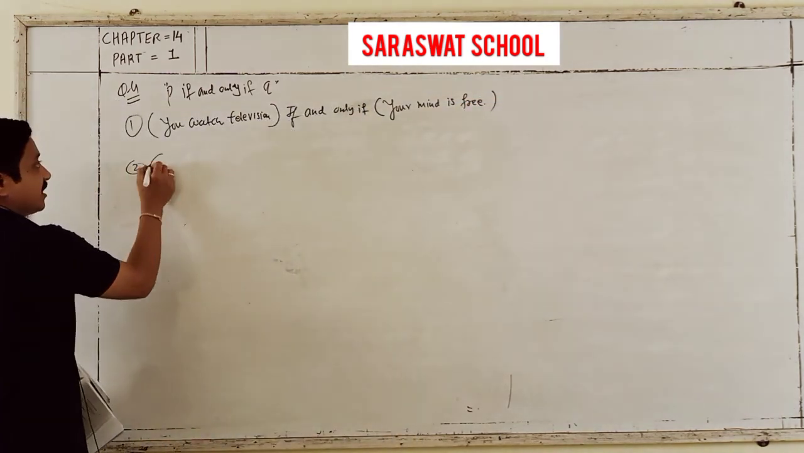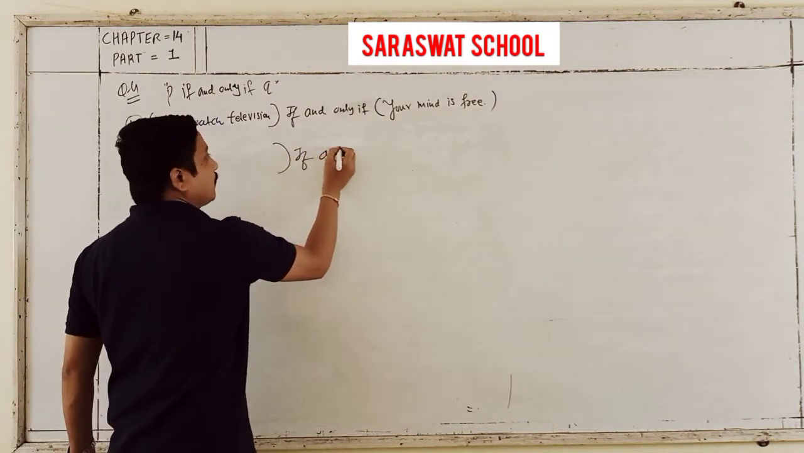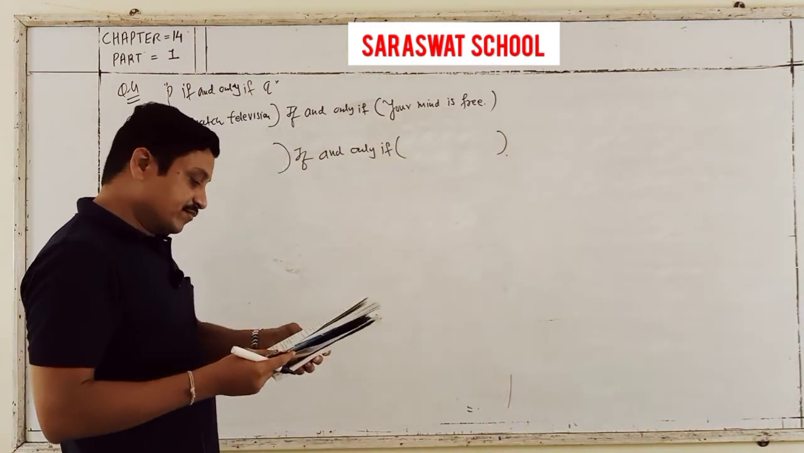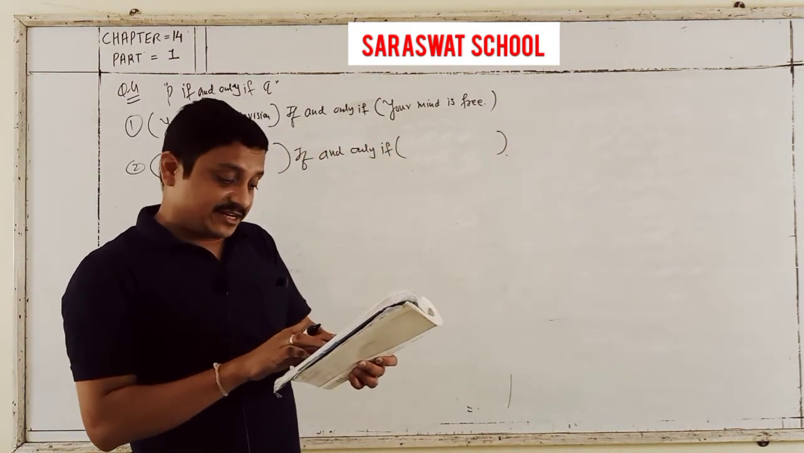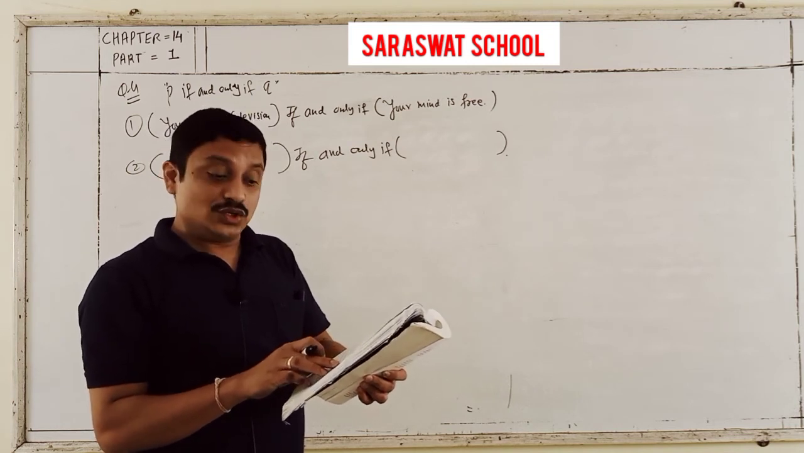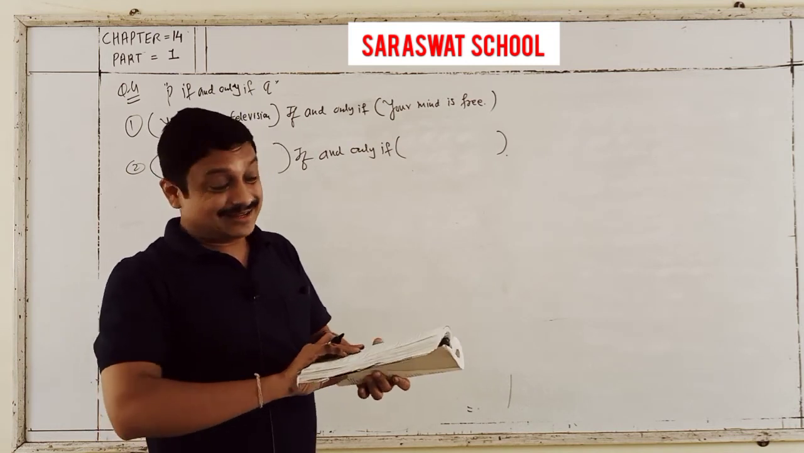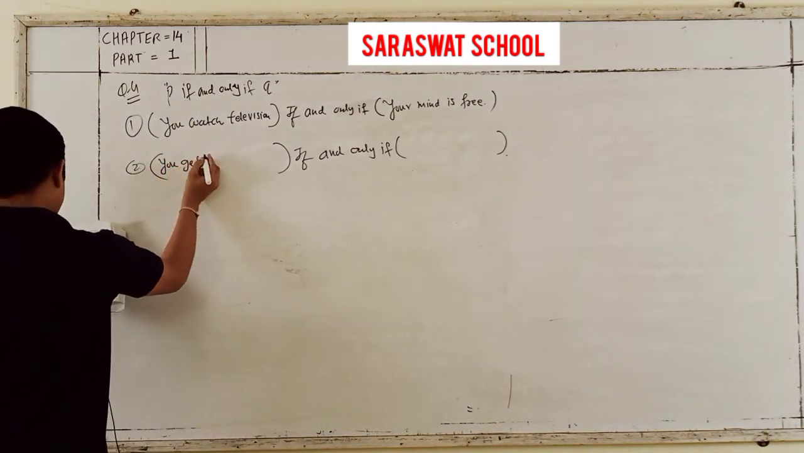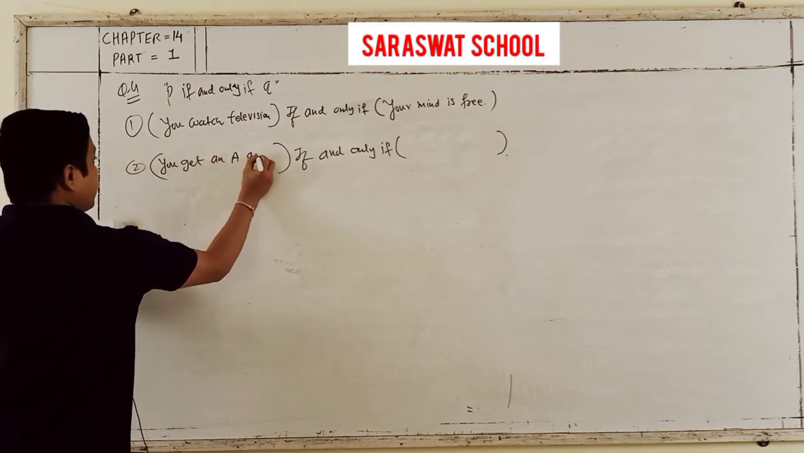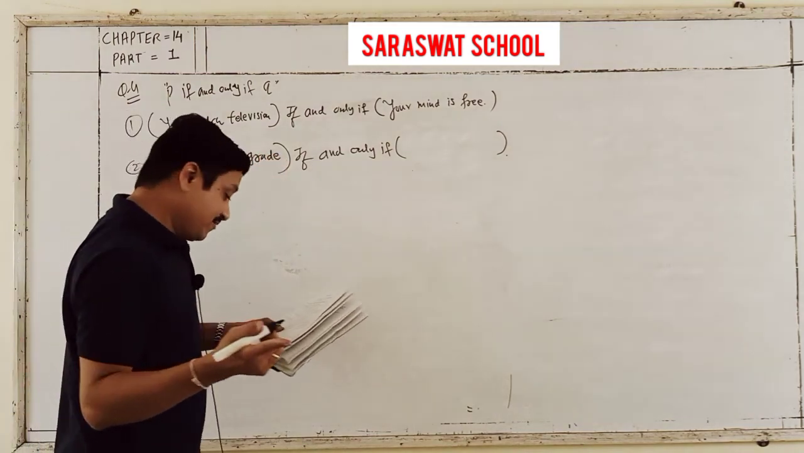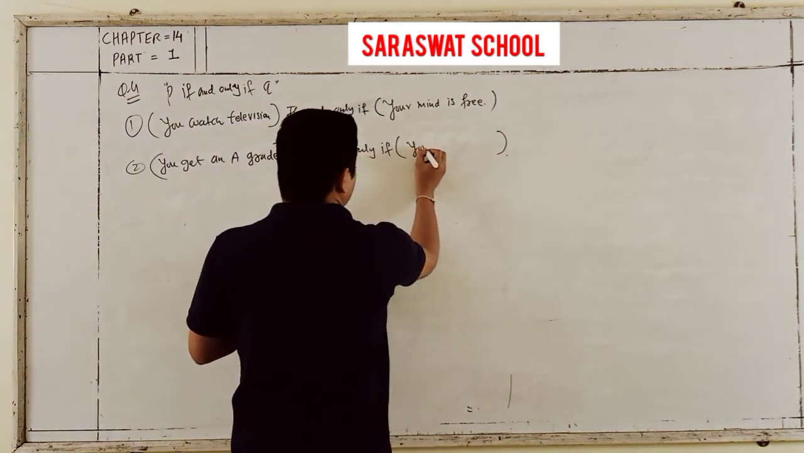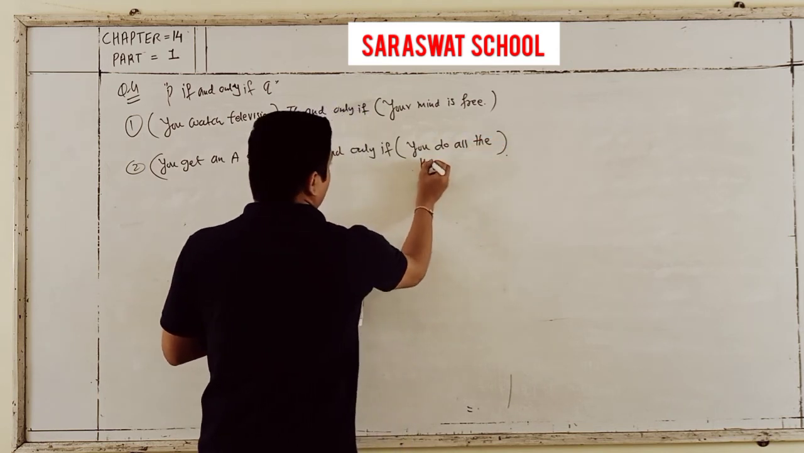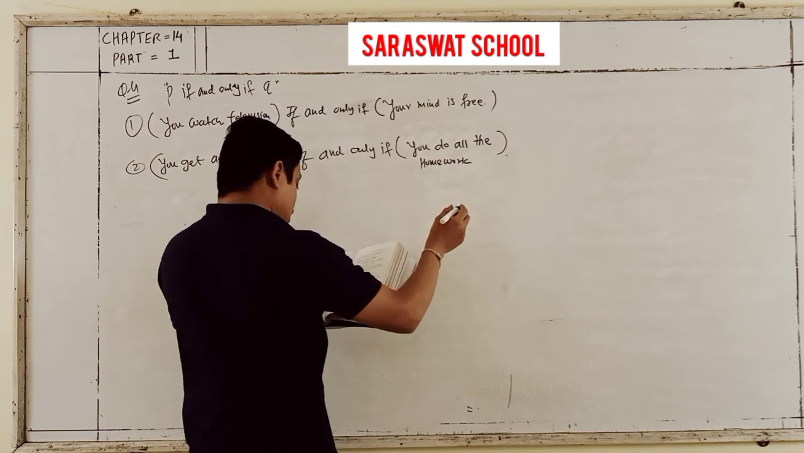Second one, same as here. First, if and only if the Q. My data is: for you to get an A grade, it is necessary and sufficient that you do all the homework regularly. So here you write down: you get an A grade if and only if you do all the homework regularly.